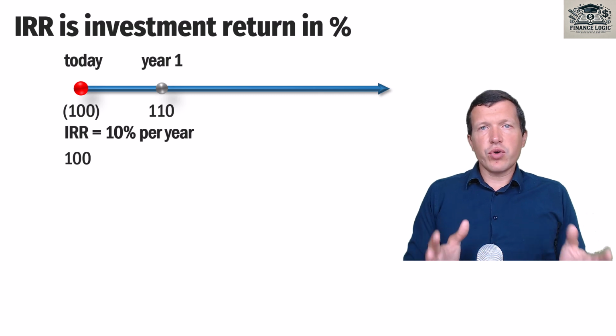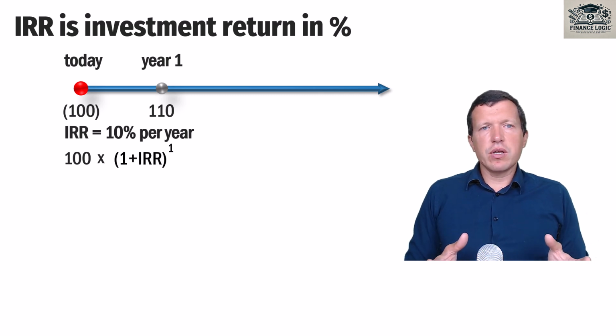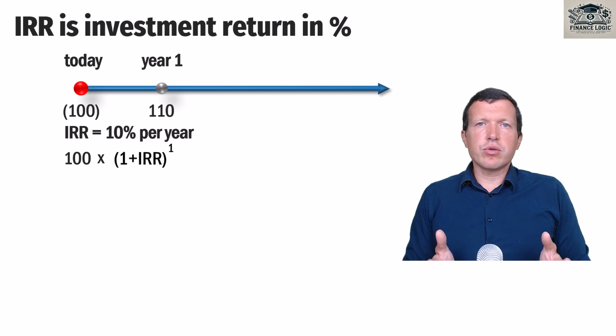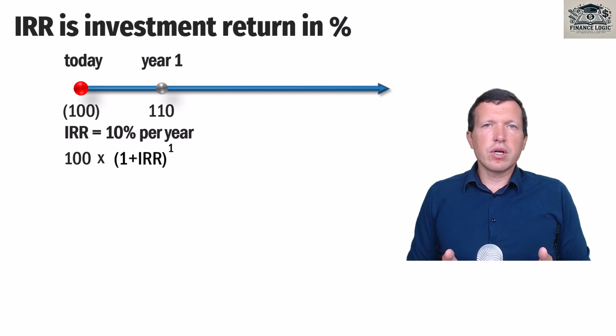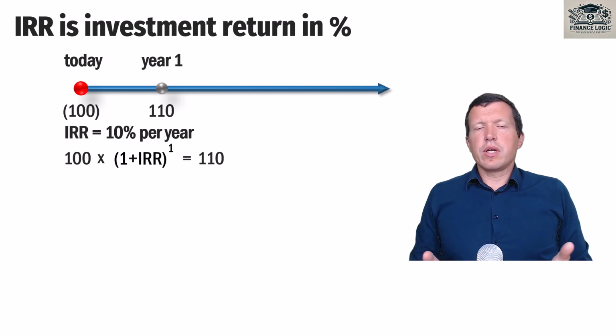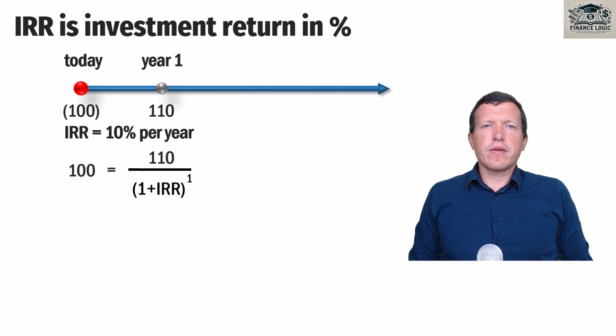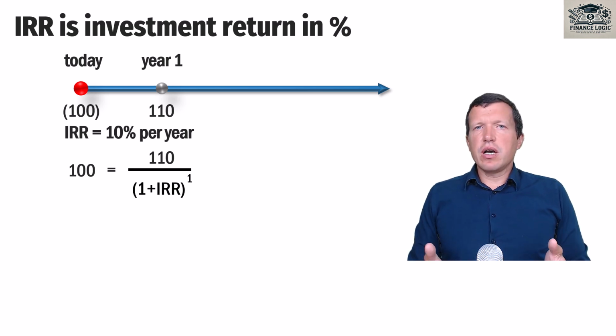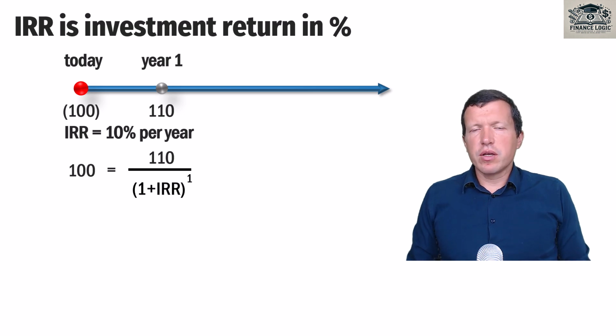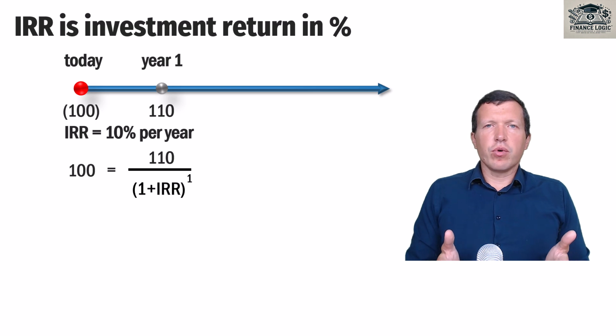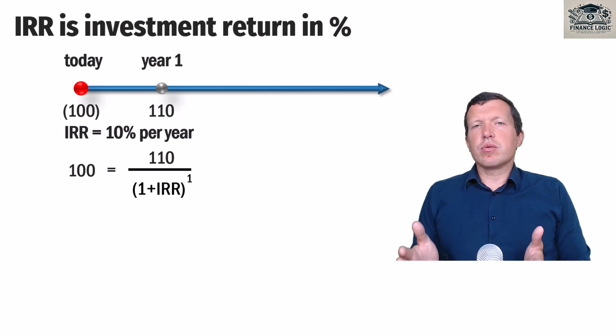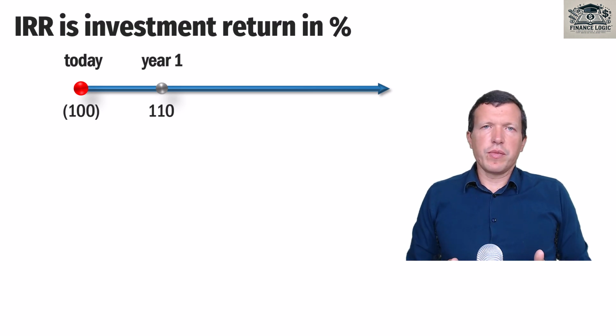We need to find the rate at which we have to increase our today investments to get future cash. Or if we make a simple substitution, we can say that today's money equals future money divided by 1 plus IRR to the power of 1. So as you can see, IRR is very simple to estimate if we have a very simple project. We have only today's investment and one future inflow.